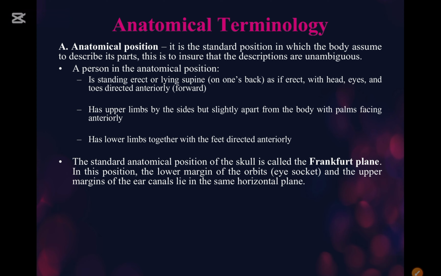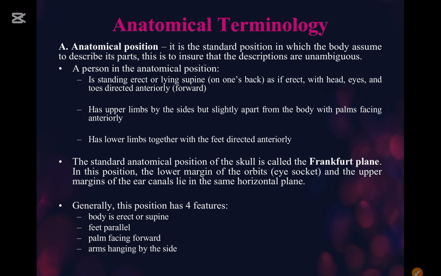Has upper limbs by the side but slightly apart from the body, with palm facing anteriorly or in the supine position. Has lower limbs together with the feet directed anteriorly. Calm down, I'm going to show you these things. The standard anatomical position of the skull is called the Frankfurt plane. In this position, the lower margin of the orbit, eye socket, and the upper margin of the ear canals lie in the same horizontal plane.